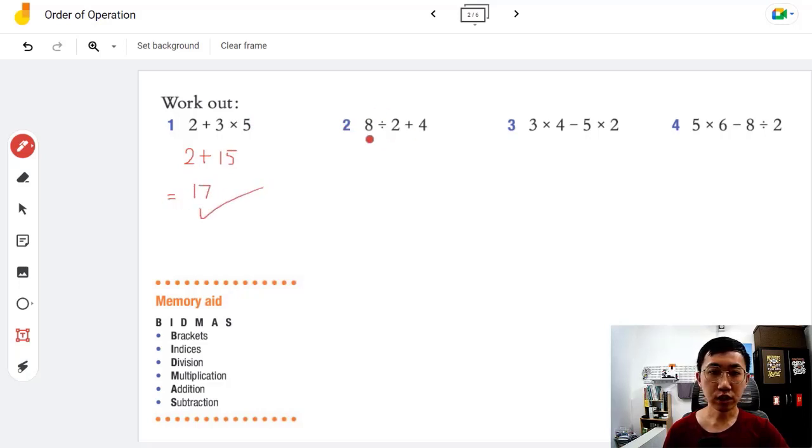Second question, do divide first followed by plus. So I want you to do this one first. 8 divided by 2, that is going to be 4, plus 4 you copy. Make sure you show this working first followed by this. So 4 plus 4 is going to get you 8. That's number 2. Alright, number 3, it gets more complex right now, so stay focused.